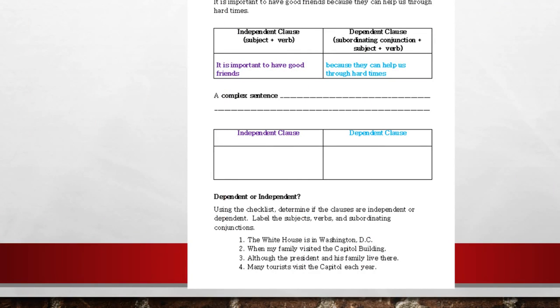The dependent clause has the subordinating conjunction, which is also known as the woovis word, and that is the word because. It also has a subject, which is they, and it also has the verb, can help. But the reason it is a dependent clause is because it cannot stand on its own. This portion of the sentence needs the independent clause so that it can stand alone or stand and work together.